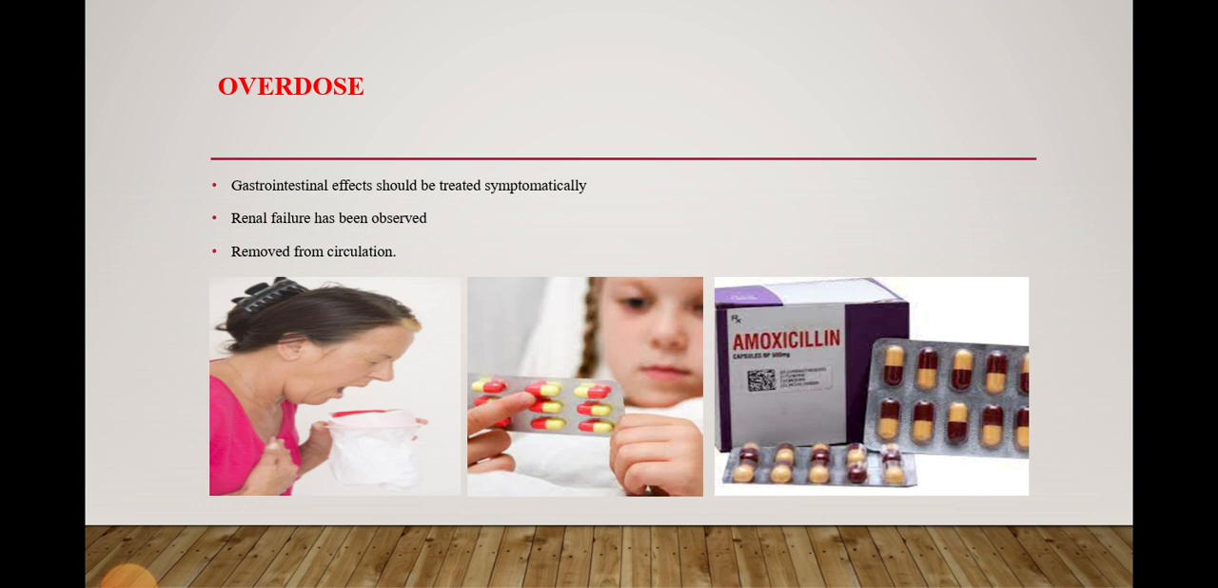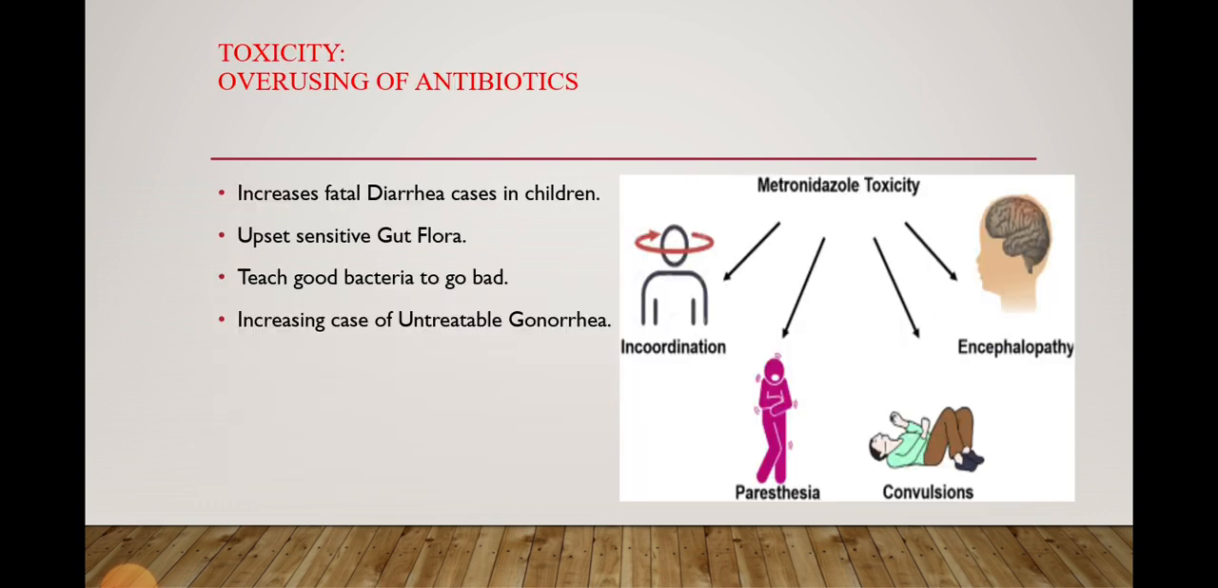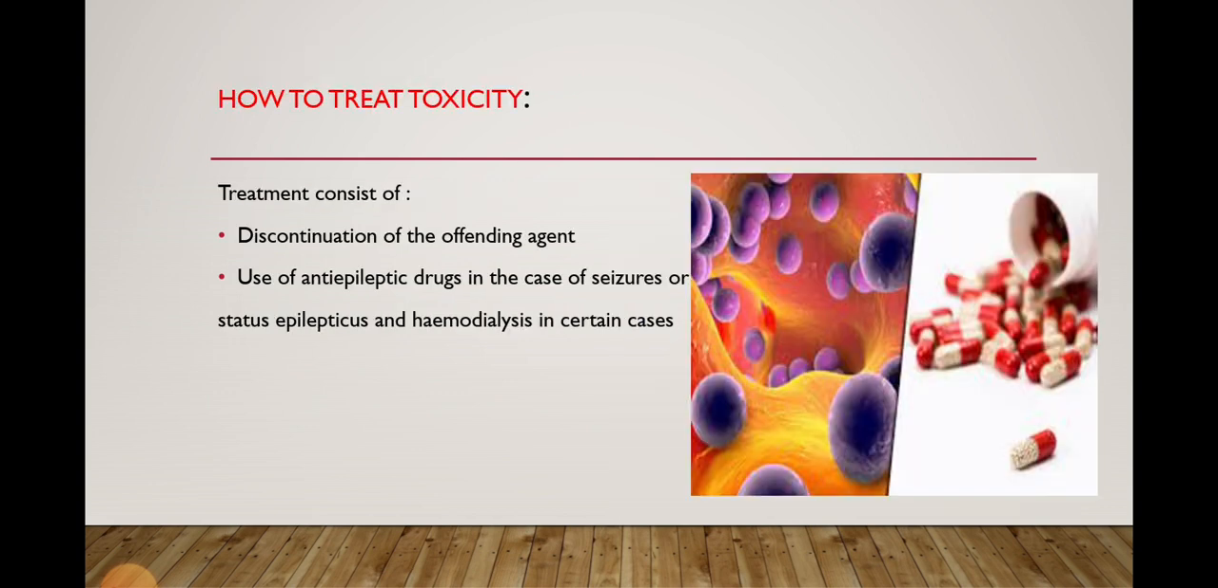Overdose may result in gastrointestinal effects and should be treated symptomatically. Renal failure has been observed, and the drug can be removed from the circulation. Toxicity from overuse of antibiotics causes increased fatal diarrhea in children, upsets the sensitive gut flora, teaches good bacteria to go bad, and increases the spread of untreatable gonorrhea. How to treat toxicity? Discontinuation of the offending agent, use of anti-epileptic drugs in case of seizures or status epilepticus, and hemodialysis in certain cases.